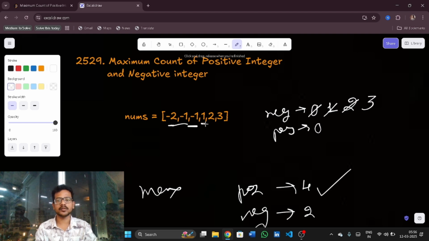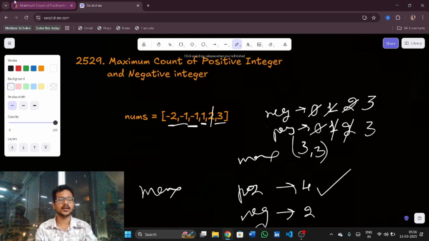Now I got a positive integer 1, so if I increment my positive count it is 1, and then if I increment another it will be 2, and then if I increment my positive count again, it will be 3. So the maximum between 3 comma 3 is just 3, so the output will be 3 here itself.